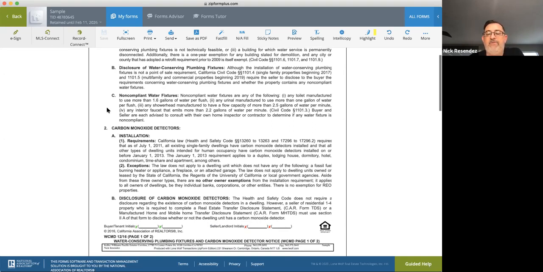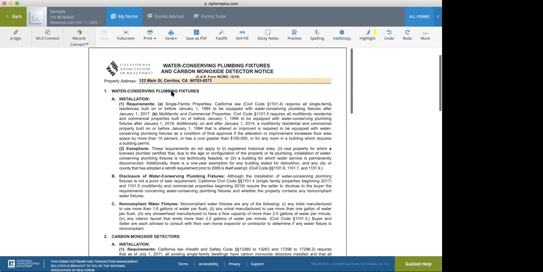Okay, so that's how this form basically works. It's not automatic, you don't have to put in low flow everything. It just says that if you're aware of anything, tell the buyer about it. And that's what this form is for.